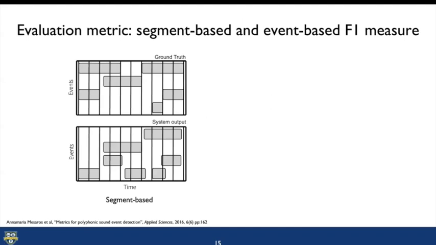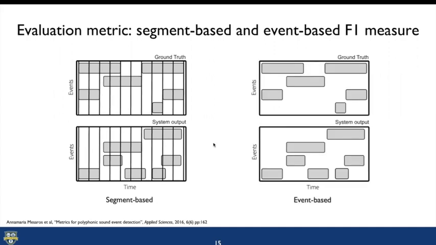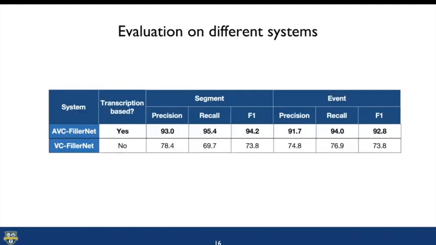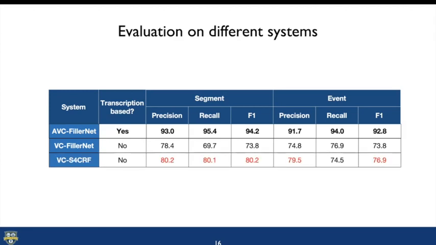For evaluation, we use widely used segment-based and event-based F1 measures. For the segment-based method, the events are put on a fixed grid and we compare the ground truth and predictions. For the event-based metrics, the ground truth events and predicted events are graph-matched and we compare the event onsets and offsets separately. To demonstrate the effectiveness of our proposed method, we first list two baseline systems with and without transcription from the previous paper. We see our system achieves improvement on both the segment level metrics and the event level metrics.